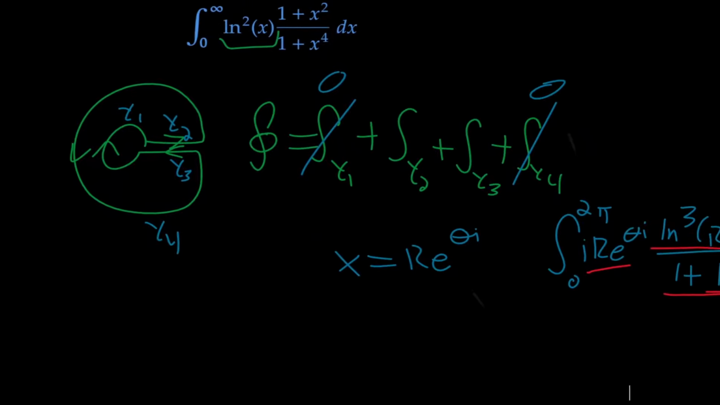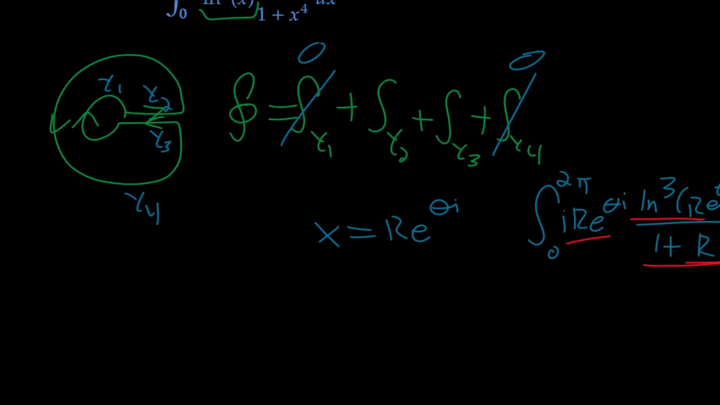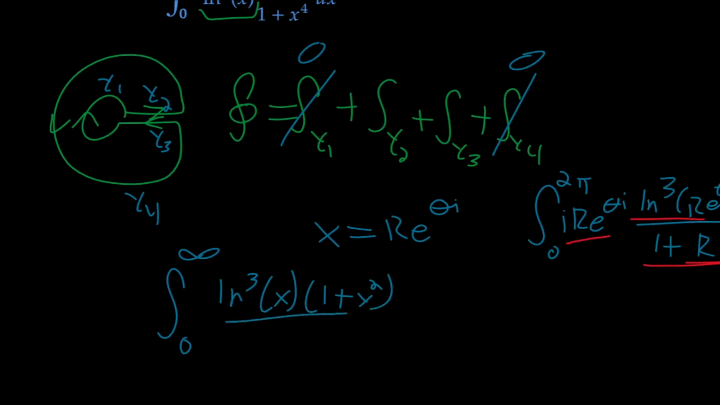And what this leaves us with is something quite interesting. We have the integral over gamma 2 and also the integral over gamma 3. So what's the integral over gamma 2? Well, quite plainly, it's just the integral from 0 to infinity of natural log to the third of x times 1 plus x squared, all over 1 plus x to the 4 dx. That is the integral over gamma 2.